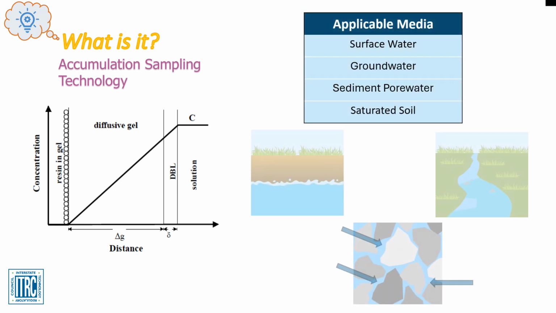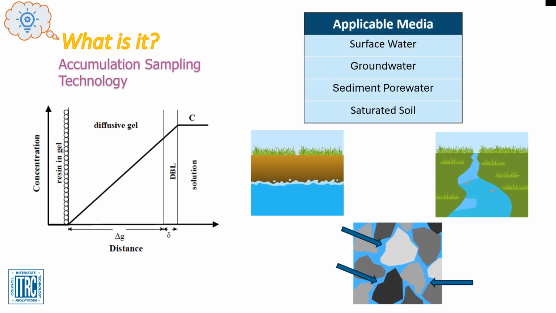The Diffuse Gradients in Thin Films Passive Sampler, or DGT, is an accumulation-type passive sampler. DGT samplers can be used in surface water, groundwater, sediment pore water, and saturated soil. The device operates using the principles of molecular diffusion across a membrane filter and diffusive gel, and is then absorbed by the binding gel at a controlled rate. The binding agent should have a high affinity and capacity for the target analyte, so that diffusion becomes the limiting step in the accumulation process.